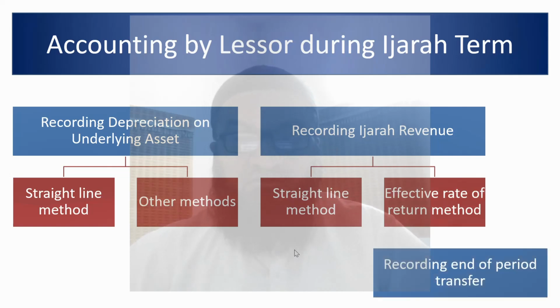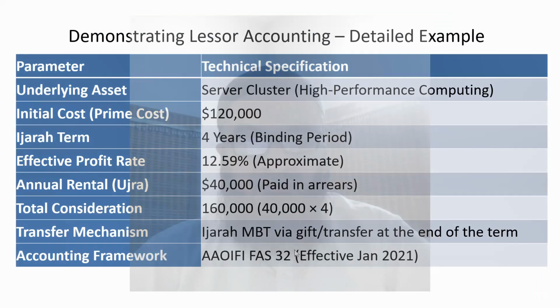And finally, if it is an MBT, eventually the title has to transfer. So towards the end of the period of Ijarah, there has to be an entry to record the transfer of title of the asset. We shall see all this in this and maybe one more video. So we demonstrate the entire accounting with the help of this example for the lessor.